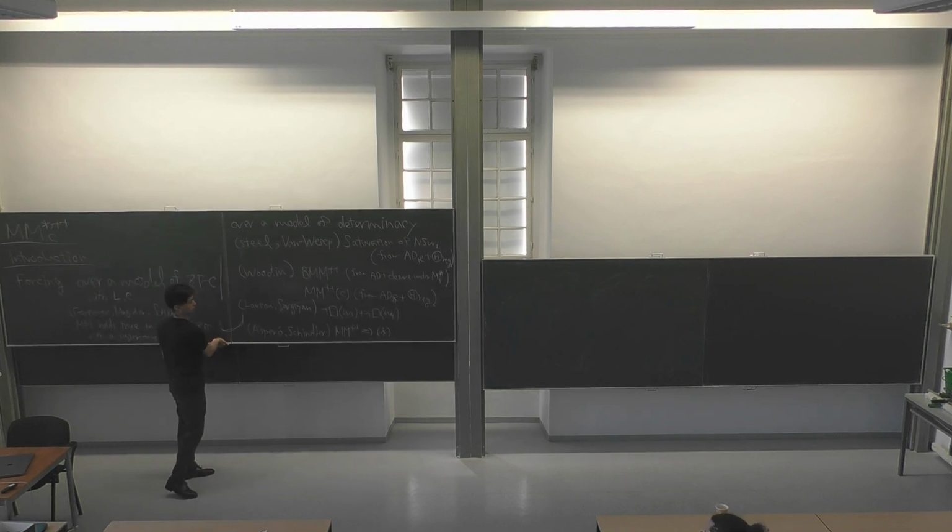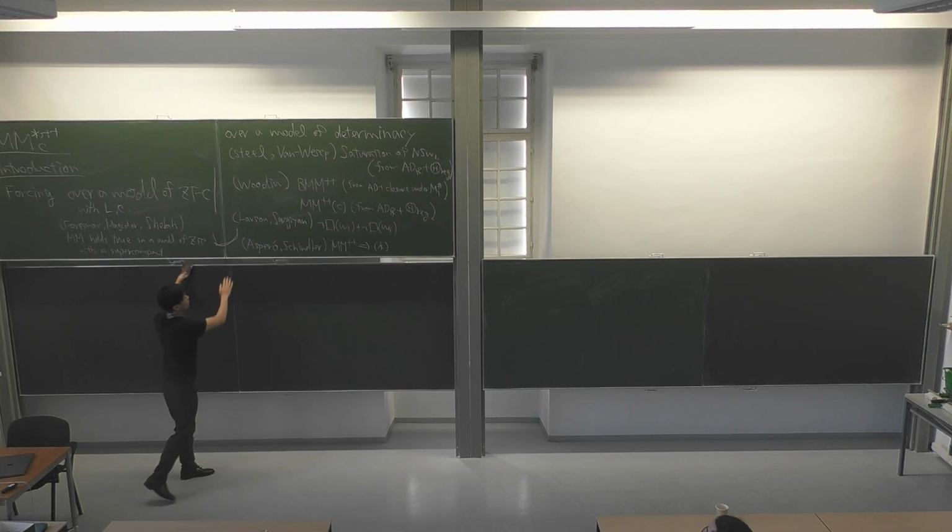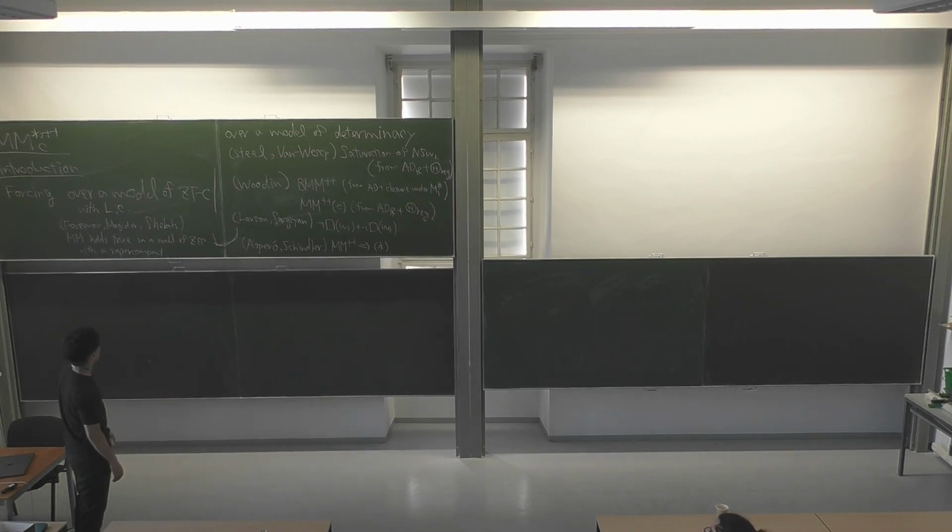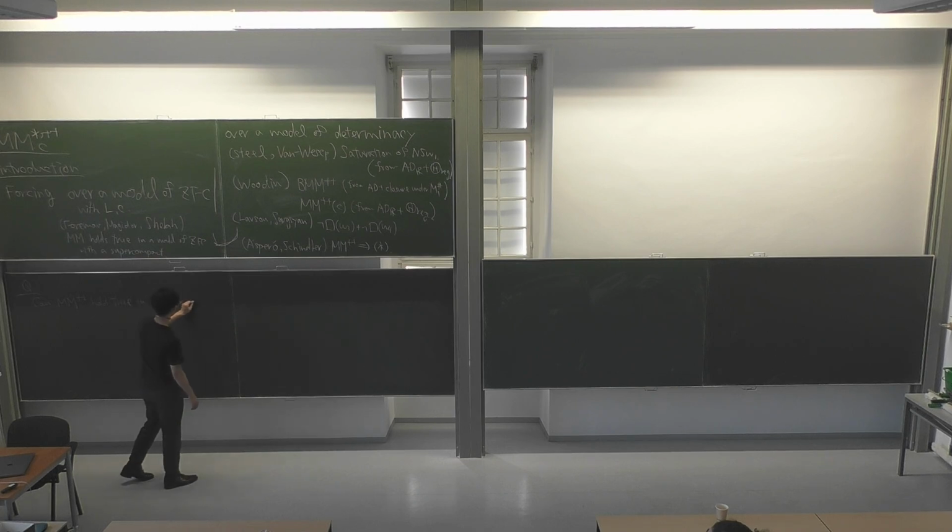And one main question about forcing over a model of determinacy is: can you force MM double plus over a model of determinacy? So, can MM double plus hold true in, let's say, a Pmax extension over a model of determinacy? This is the main question about forcing over models of determinacy.